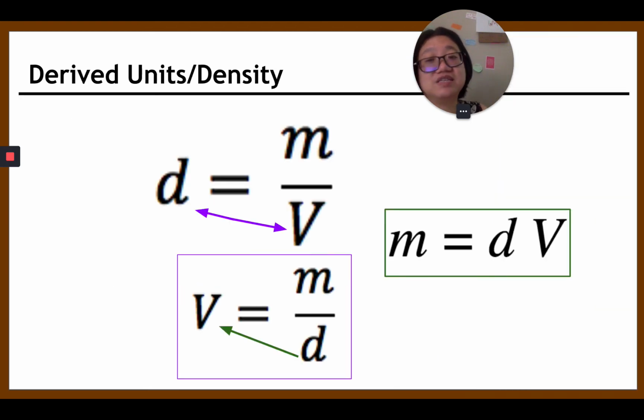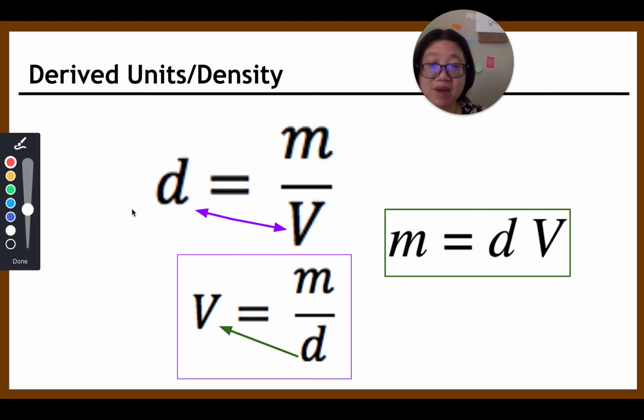The next one is the density equation. Earlier I showed you that density is D equals M over V, but you can see that D equals M over V can be changed into other equations. The purple arrow indicates I can switch the V and the D over. Notice that there's an equal sign in between. If there's an equal sign in between, the variable on the bottom of one equation can be switched with the variable on the top of the equation on the other side. If you think about it, underneath that D you actually have 1 over, so you can see that it just moves over.